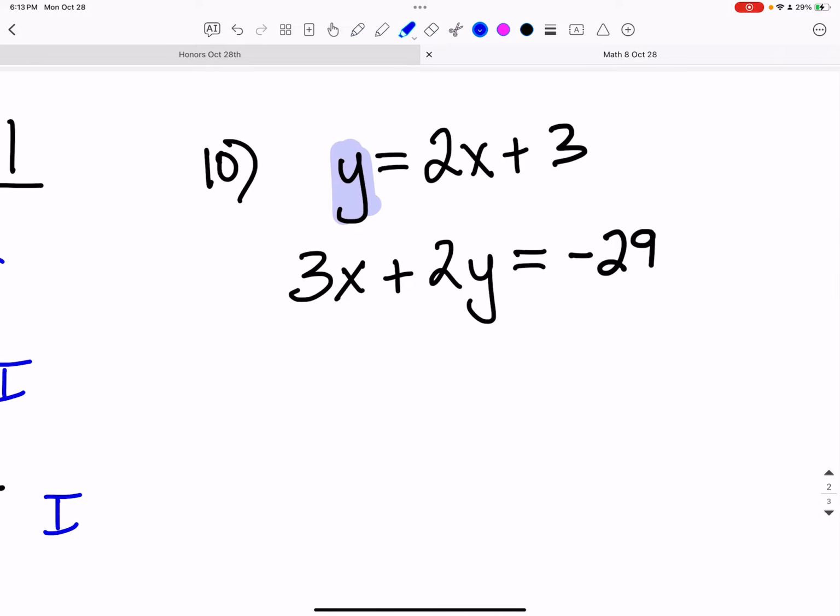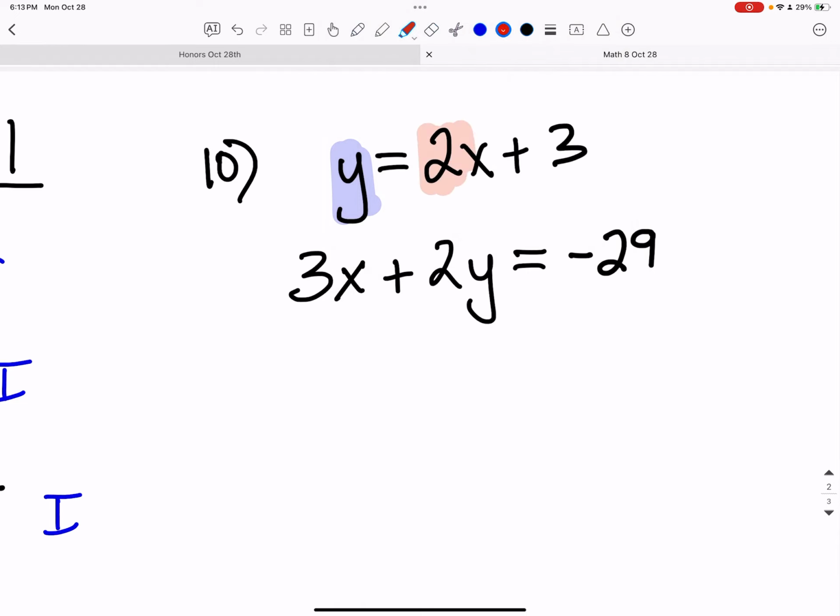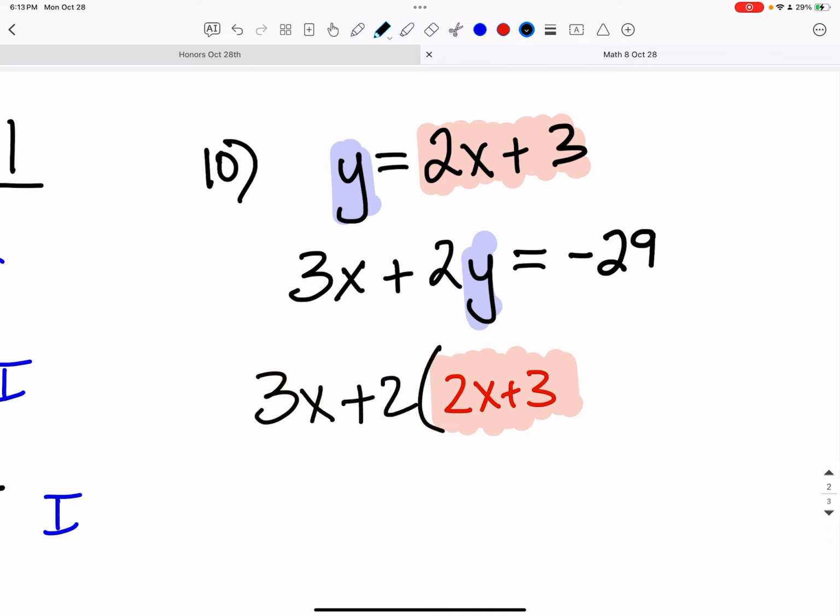All right, this is the hi and hello problem. Here's hi. Here's hello. In this sentence, I see hi. I'm going to replace it with hello. I'm going to replace hi with 2x plus 3, which is hello. The rest of the sentence, I write exactly the same.